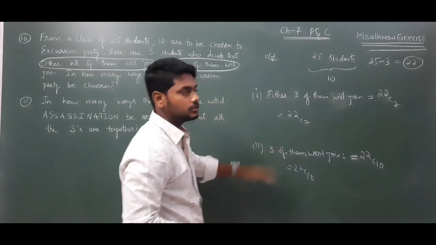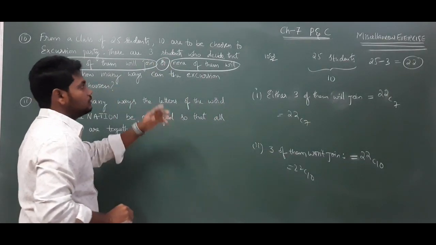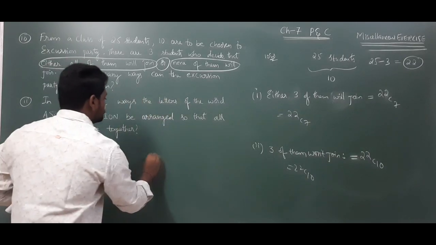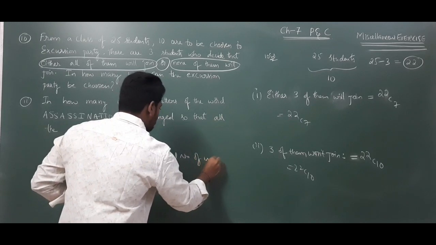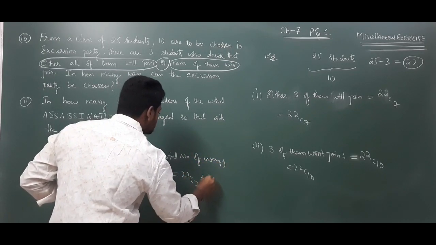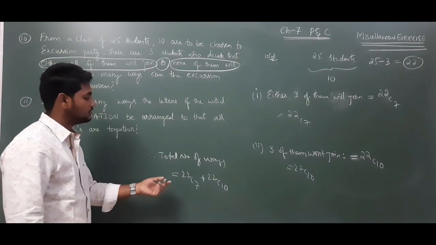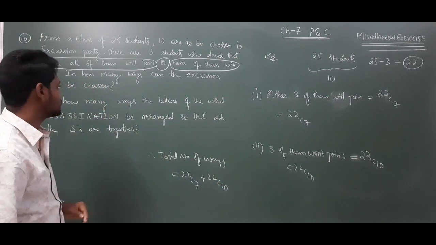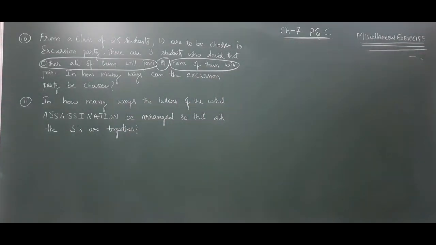If you add both, you will get the total number of ways. So therefore, total number of ways is equal to 22C7 plus 22C10. Simplify this and add, and you will get the total number of ways. Next, question number 11.